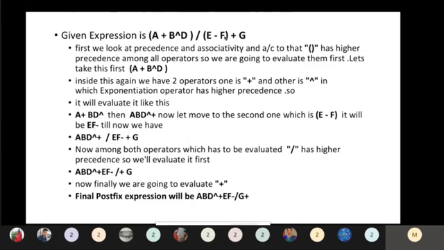Again, same procedure. Whenever you reach the closing parenthesis, you check: do you have any opening parenthesis available in your stack? Yes, we already have an opening parenthesis. You just cut it. In between we have the minus operator. You just pop it outside, that should be placed on the output. So now the answer is EF minus. Now we have completed up to the closing parenthesis. Now we can read the character plus.